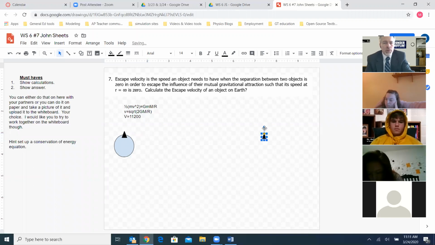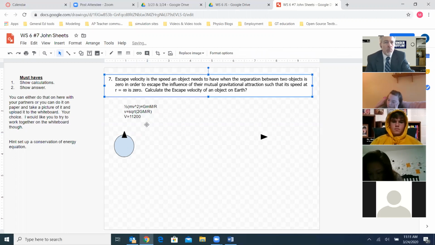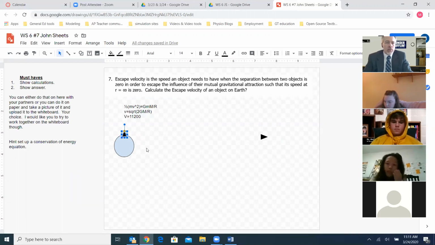The final picture is now my rocket ship is way over here. According to the problem, we're going to say it's way out at infinity. And we want to know how much speed it has initially here in order to make it all the way to infinity, just barely make it there. Well, in order to solve this problem, we have to use conservation of energy.